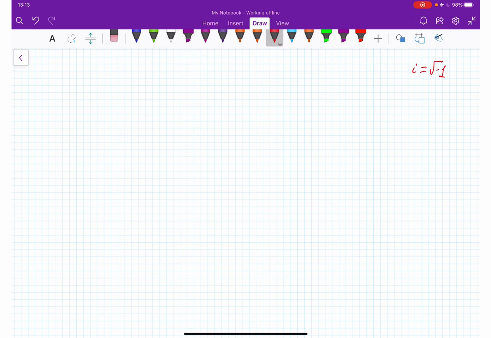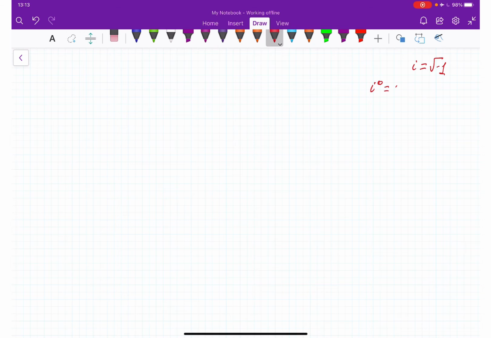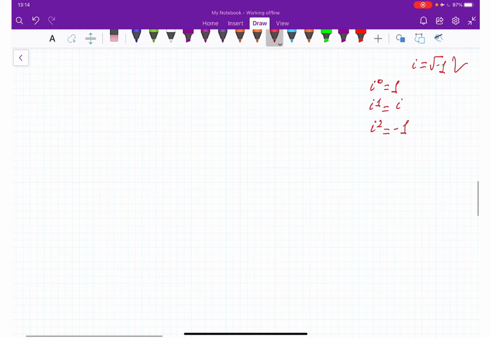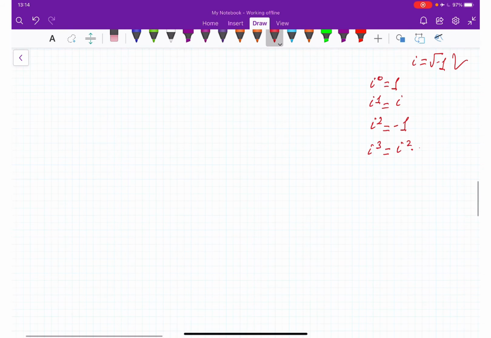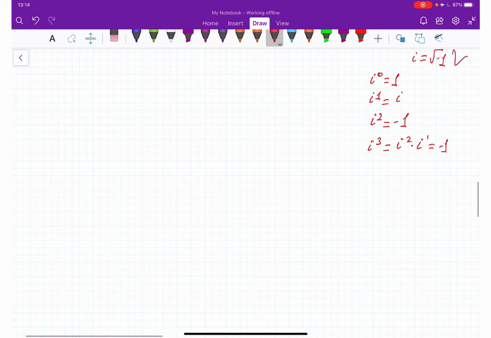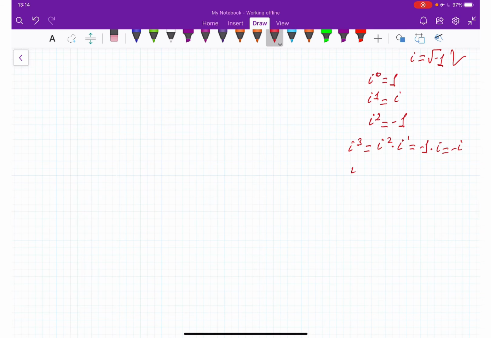All right. So first of all, I want to remind you that i is equal to the square root of negative 1. Now let's go: i to the power 0 is equal to 1. i to the power 1 is equal to i. i squared is going to be square root of negative 1 times square root of negative 1, which is going to be negative 1. i cubed is equal to i squared times i to the power 1, which is going to be negative 1 times i, and the result is going to be negative i.